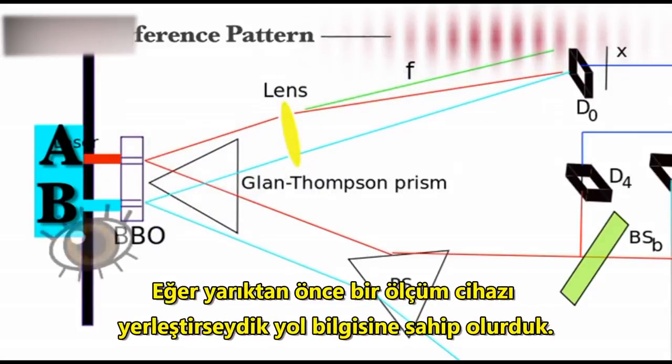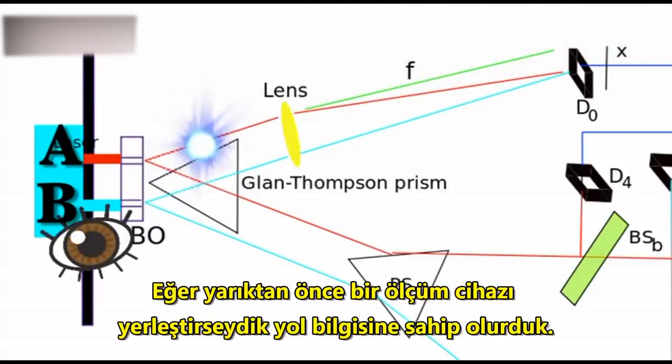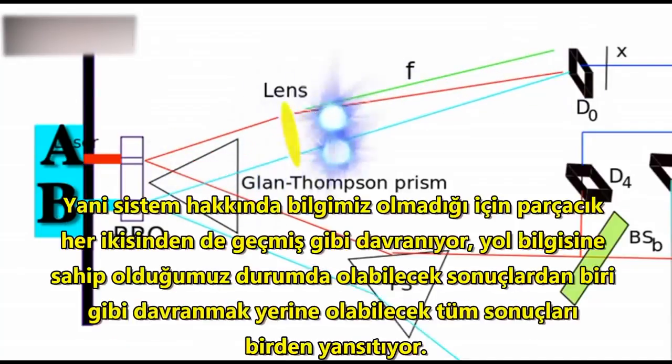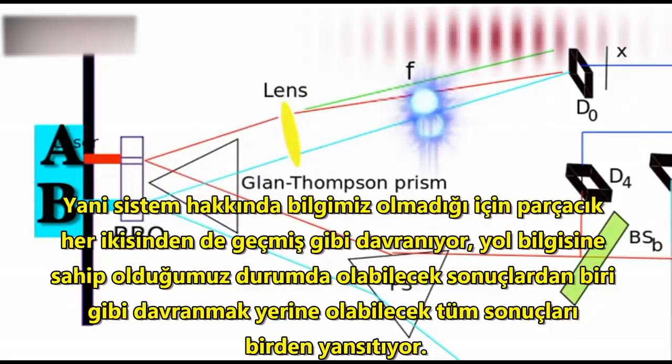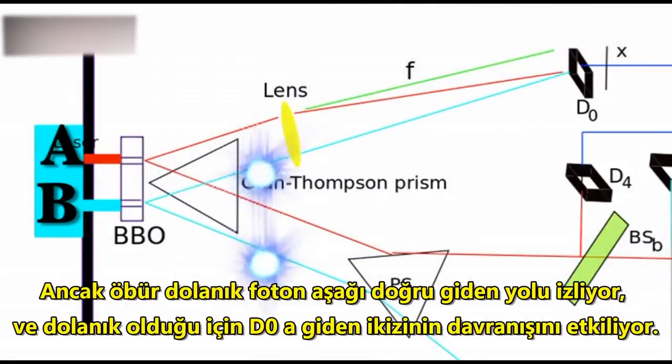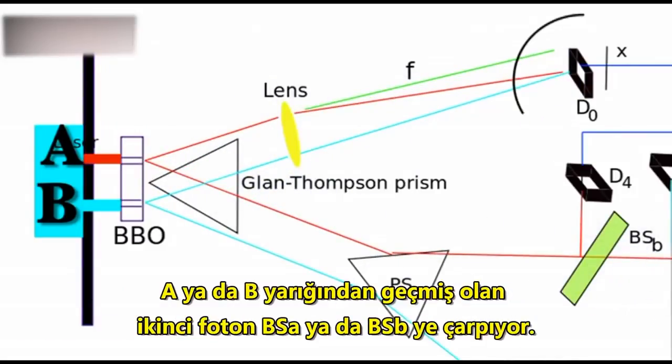If we could place a measuring device at the slit, we would know the path information, but with just a result from D0, we don't know the path information. So because of the lack of knowledge we would have about the system, the particle would act in a way as if it goes through both, becoming the wave of possibilities it could have been, instead of one of these possibilities, if we knew the definite path information. But the other entangled photon goes the other way, and because it is entangled, it will affect the result of its twin that went to D0.